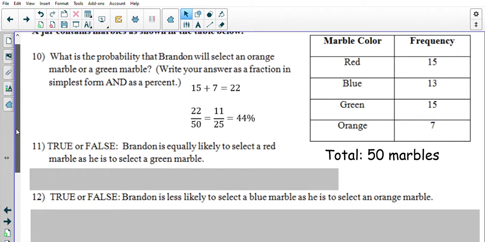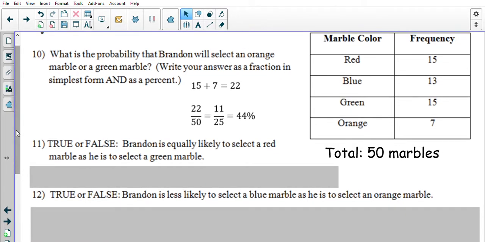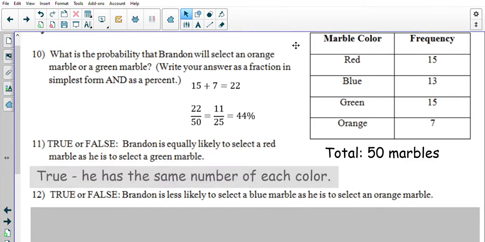11 and 12 are true and false questions. I actually really like these problems a lot. Number 11, it says true or false. Brandon is equally likely to select a red marble as he is to select a green marble. Well, take a look. We've got 15 red marbles. We've got 15 green marbles. This is true. We have the same number of red as green marbles. Therefore, those two events are equally likely to occur.